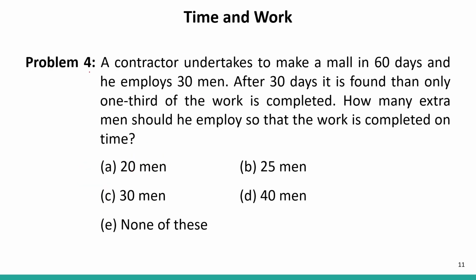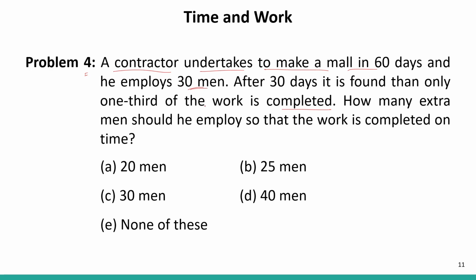Let's go forward with problem number 4. A contractor undertakes to make a mall in 60 days, and he employs 30 men. After 30 days, it is found that only 1/3 of the work is completed. How many extra men should he employ so that the work is completed on time?